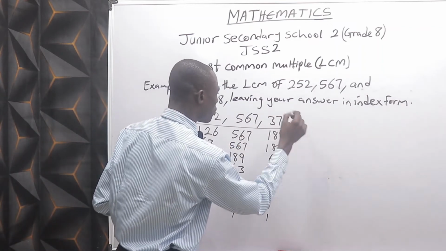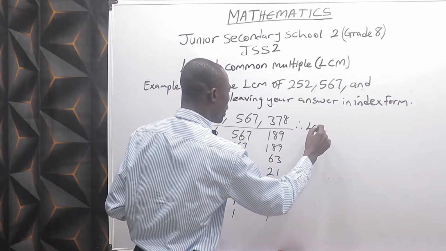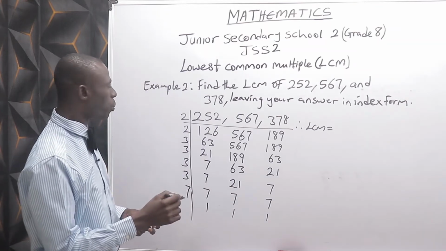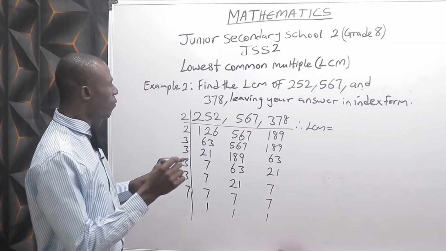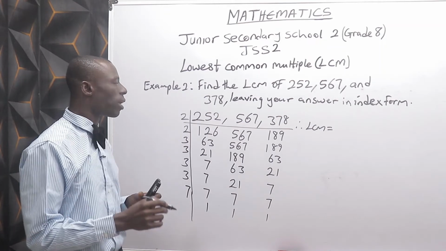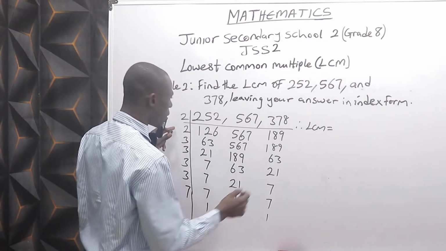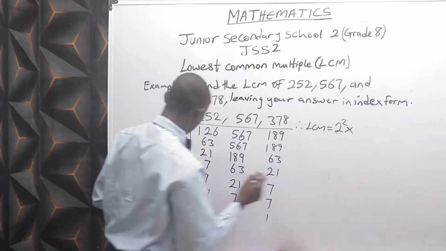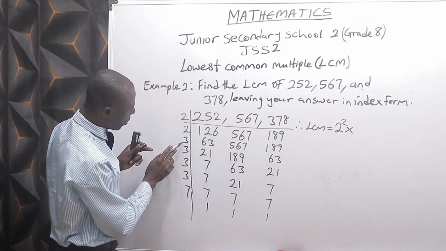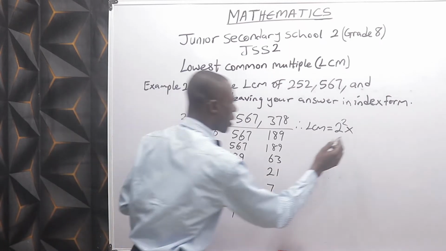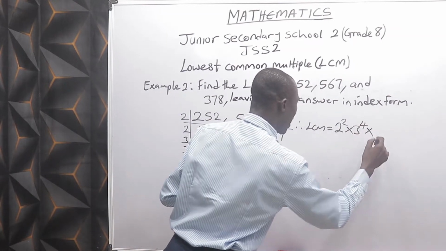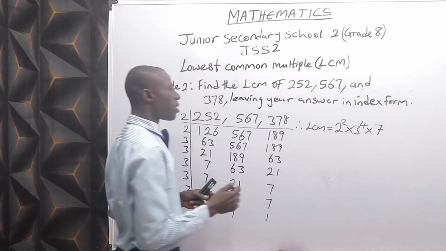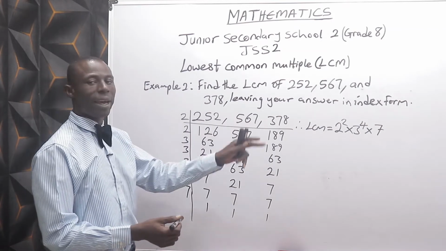Therefore, the LCM, that is, the lowest common multiple of 252, 567, and 378 is 2 raised to power 2 times 3. 3 is in how many places? 1, 2, 3, 4. 3 raised to power 4 times 7. And that is the answer, because the question says in index form.